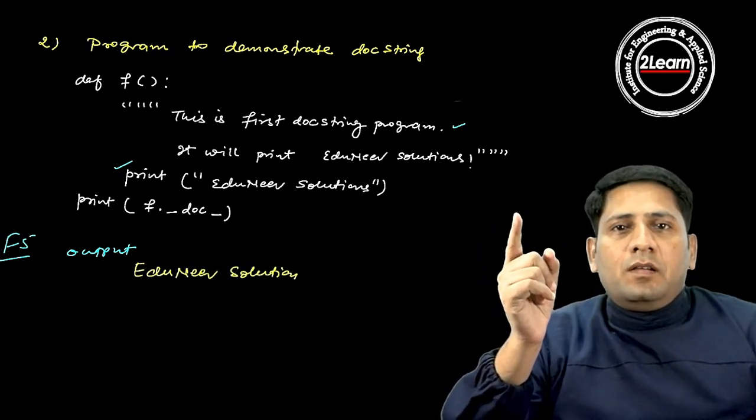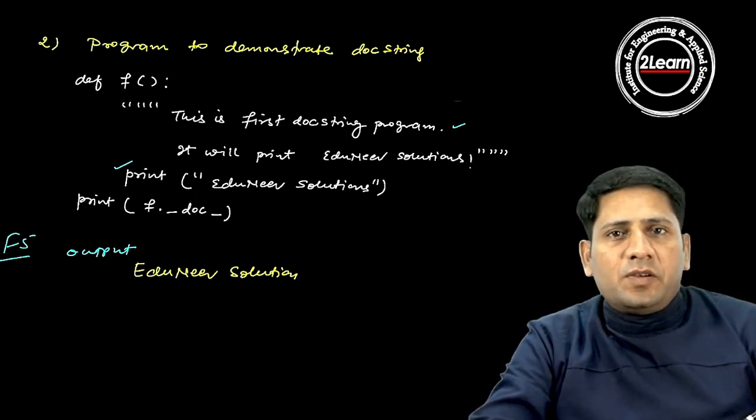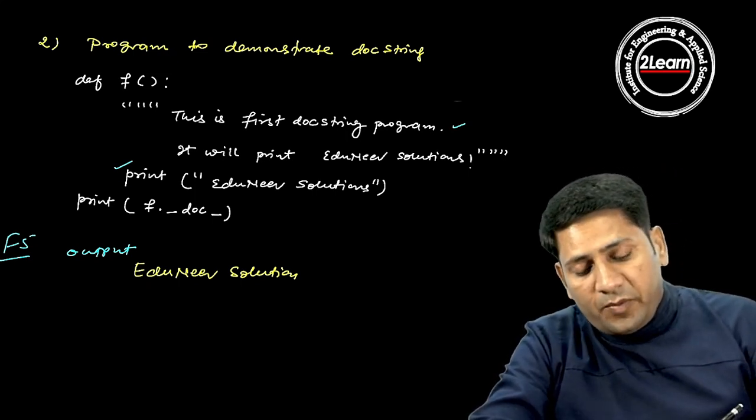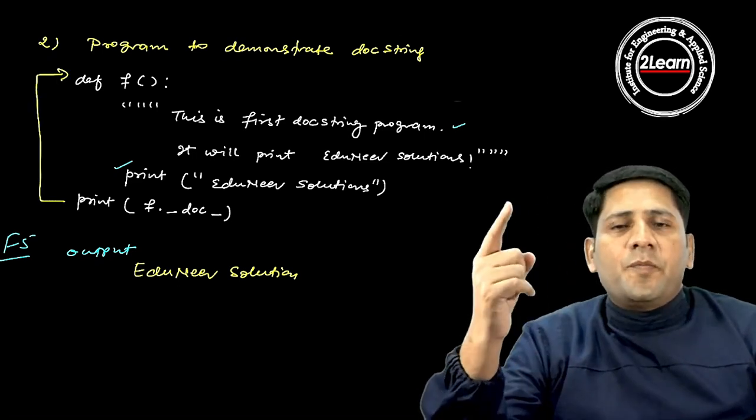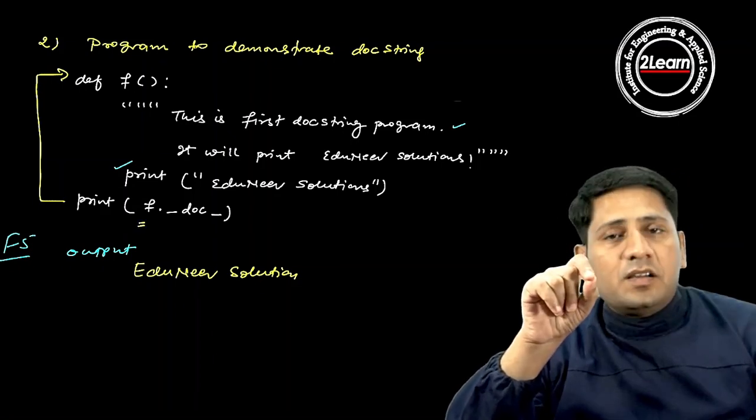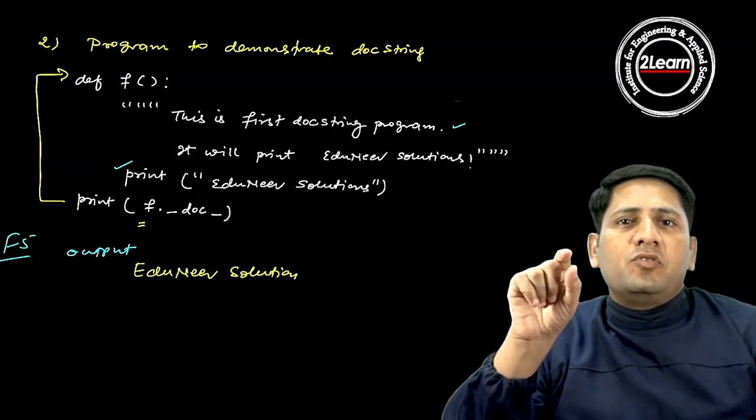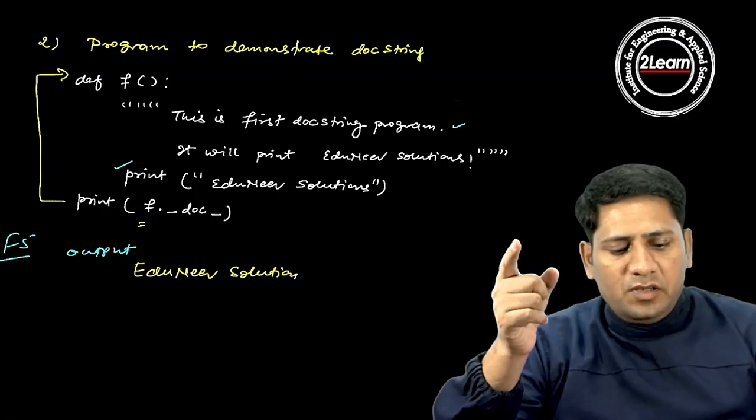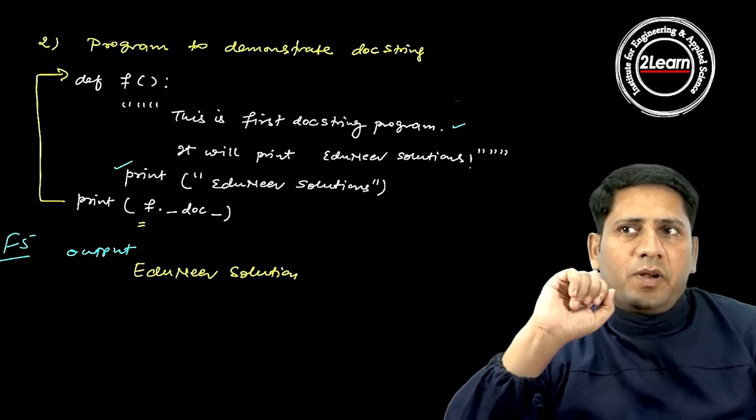Thereafter, the control of the interpreter goes to the print statement, the second print statement. When the control of the interpreter goes to the second print statement, then the control is transferred back to the definition of the function. Why? Because f is a function and we are referring to the documentation attribute of the function, with the help of underscore doc underscore. Is it clear to everybody?